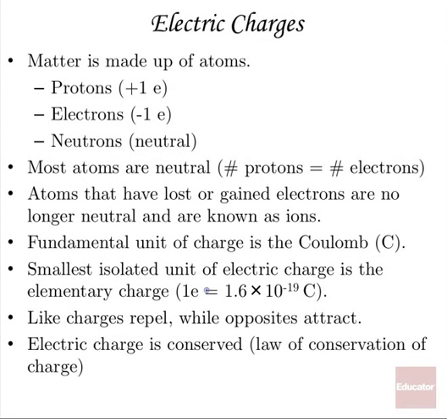So let's start by talking about electric charges. As you know, matter is made up of atoms, and those atoms have smaller particles, subatomic particles, such as protons, electrons, and neutrons. Protons have a charge of +1, and +1e is a +1 elementary charge, the smallest stable single charge. That's equal to 1.6 times 10 to the minus 19 coulombs, the SI unit of charge. Electrons, on the other hand, have a charge of -1 elementary charge, and neutrons are neutral.